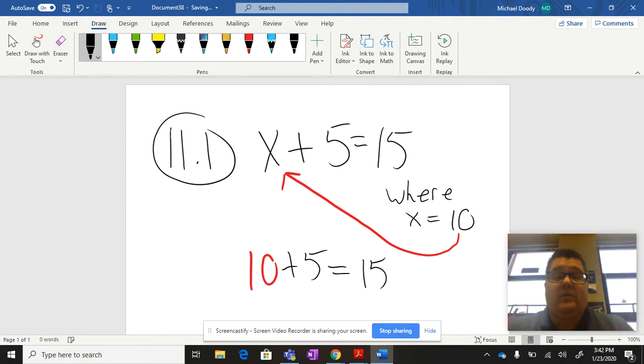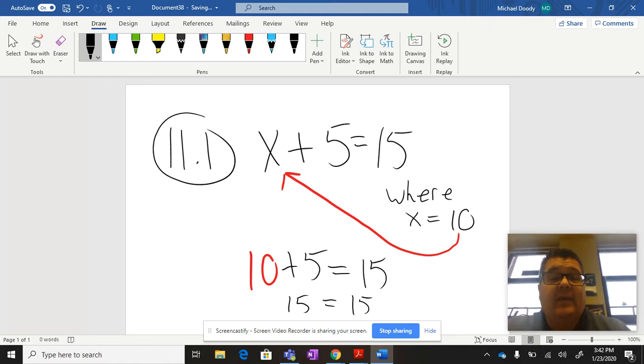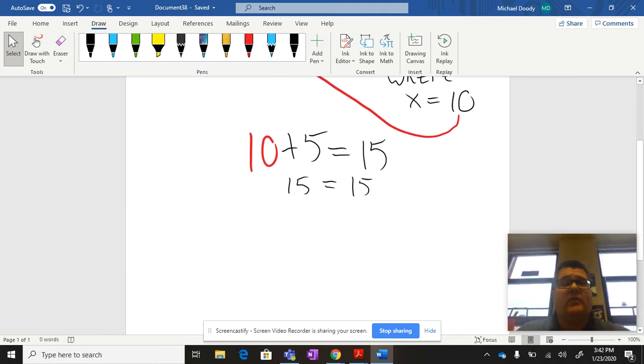So my goal here is to see, does the left side equal the right side? So 10 plus 5 I know is 15, equals 15. So I would say that for x equals 10, that is a solution for x plus 5 equals 15. And then let's do another problem.